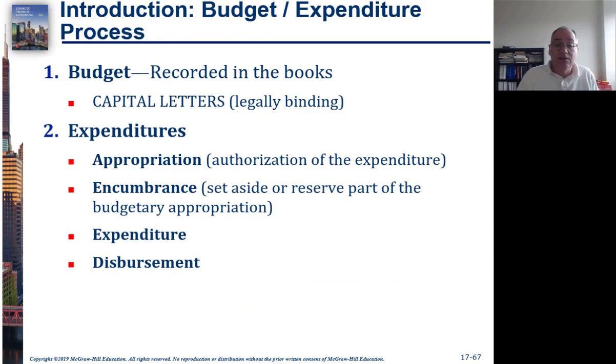And the book has a nice little formality here in that when they record a budget in the books, they use capital letters for the account names. Expenditures need to go through 4 different stages. Sometimes they go through just 3.